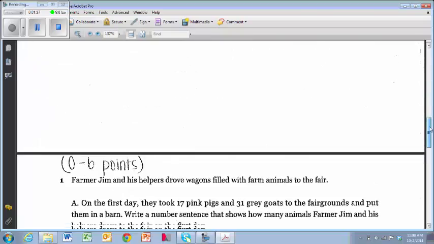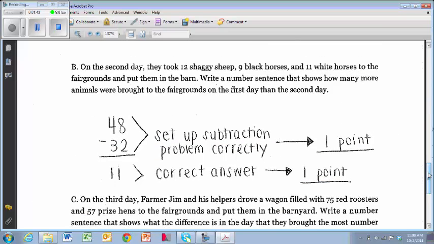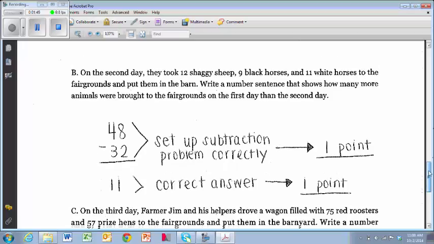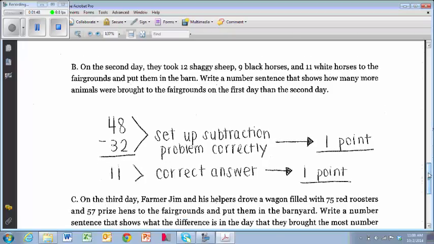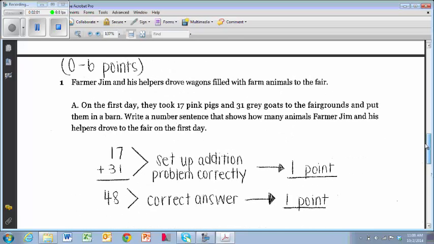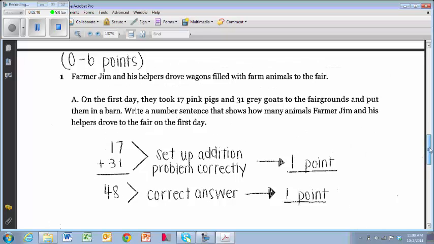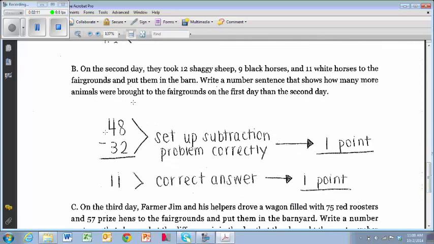So similar to part A, for part B, they must write a number sentence that shows how many more animals were brought to the fairgrounds on the first day than the second day. So they've set up the subtraction problem correctly like this, and that is worth 1 point. And then getting the correct answer is also worth 1 point. So for this question, you'll see that on the first day, they must take the answer, which is 48, and apply it to part B.